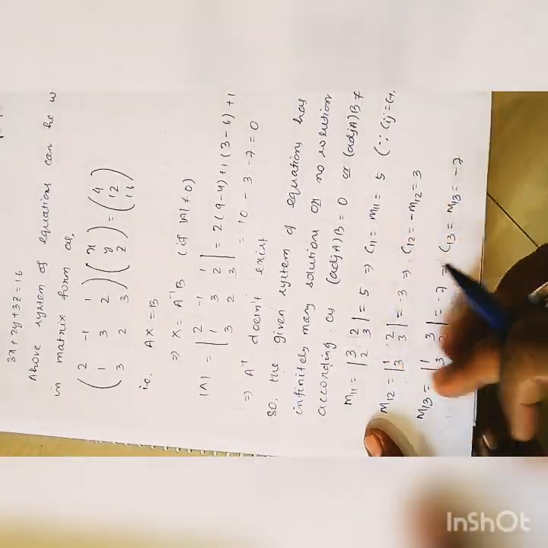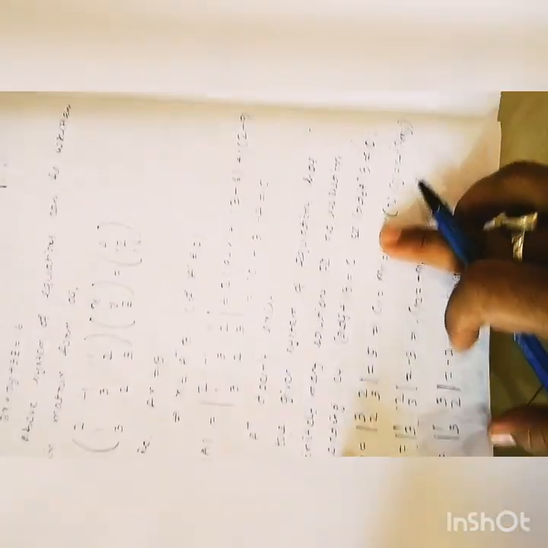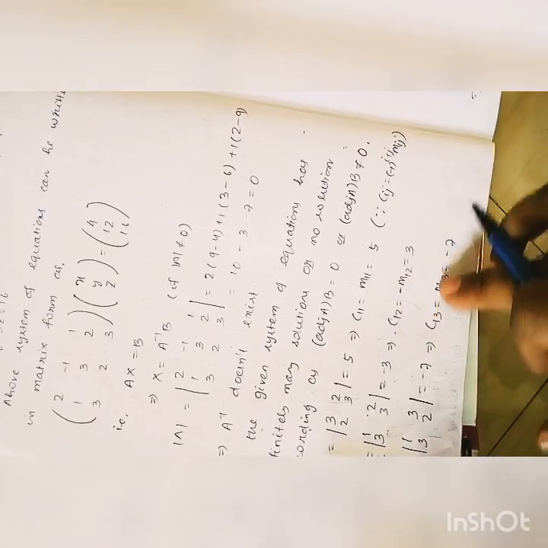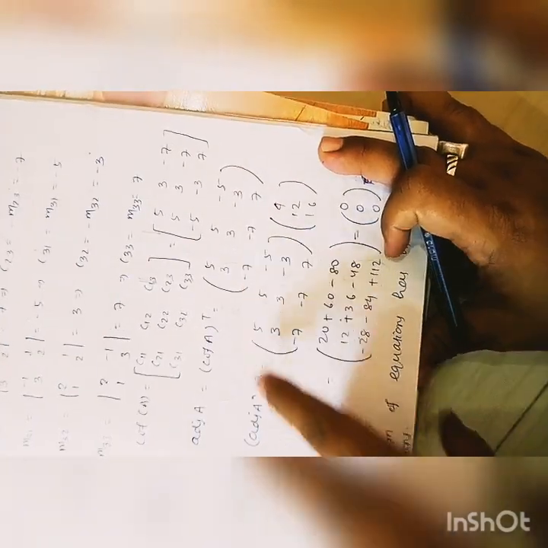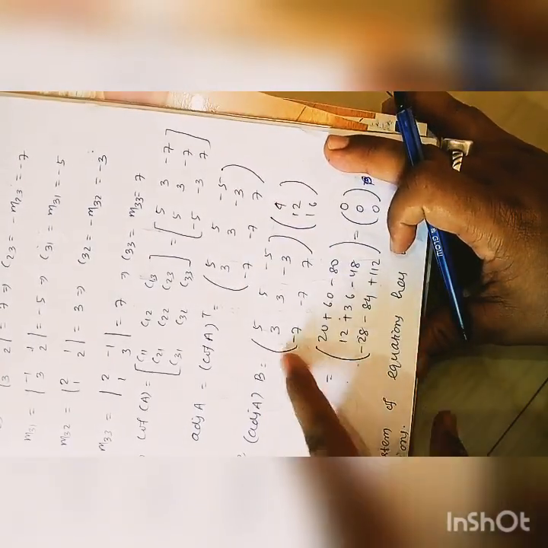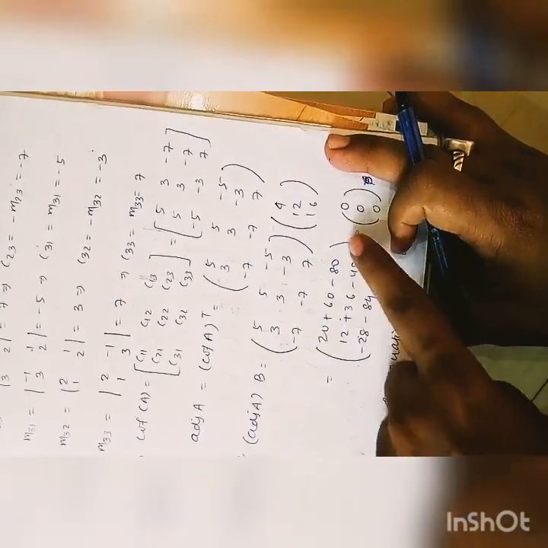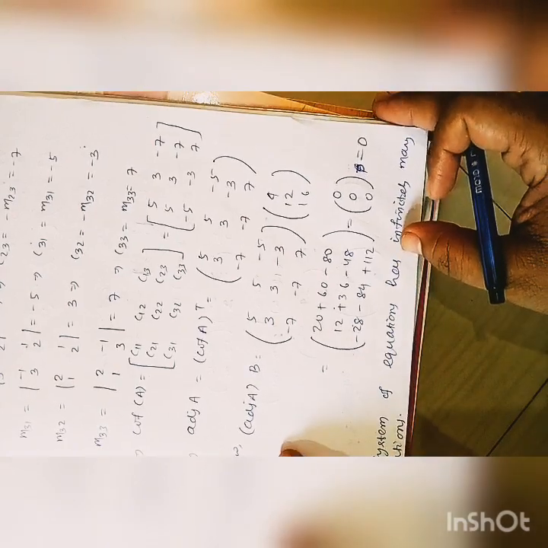So for this we have to find the adjoint of the matrix in this way: M11, C11, where Cij is equal to minus 1 to the power i plus j into Mij. Again C12, C13, and so on. Again the cofactor matrix of A is this matrix. Now adjoint of A is this matrix. Now adjoint of A into B, the constant matrix, multiplying these two matrices we get 0 0 0, which is the zero matrix. So the system of equations has infinitely many solutions.